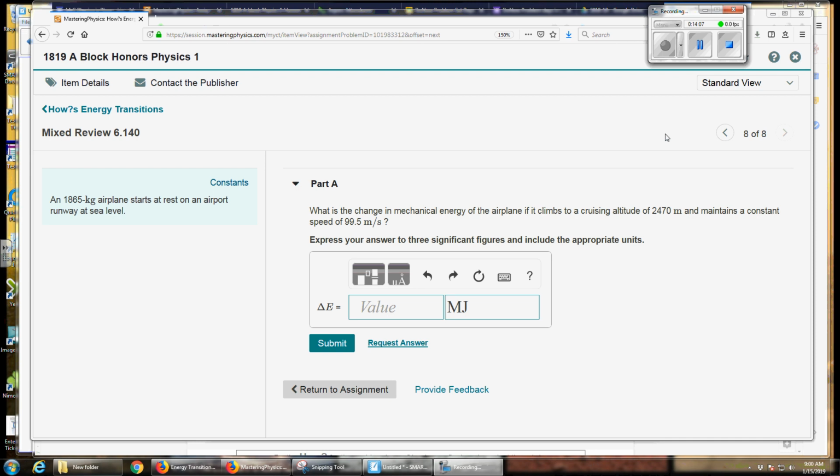All right, so looking at number 8 here, we have this plane starting at rest at the runway at sea level. So I'm going to set my gravitational potential at 0 at the sea level at the runway where it starts. And they're telling us right away that there's a change in mechanical energy. So that means there's external work done on it. And it goes up, so in my mind, I'm thinking, oh, it's gaining gravitational potential.